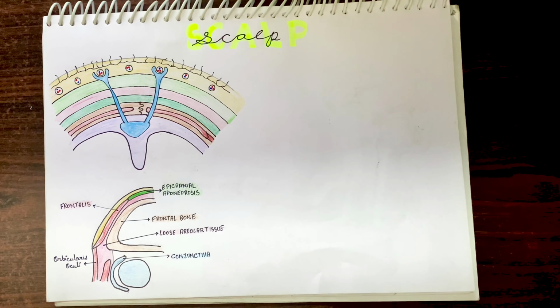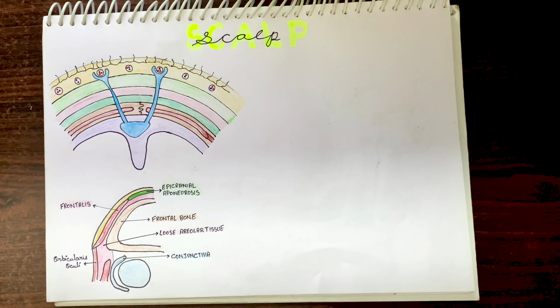Next, we will look at the structure of the scalp. Scalp is nothing but the soft tissue covering the cranial vault. Scalp is composed of a total of 5 layers. The word scalp is actually a mnemonic to memorize the layers of the scalp. SCALP. Starting from the outermost layer or the topmost layer, S is for the skin with hair. We will look at each layer one by one.